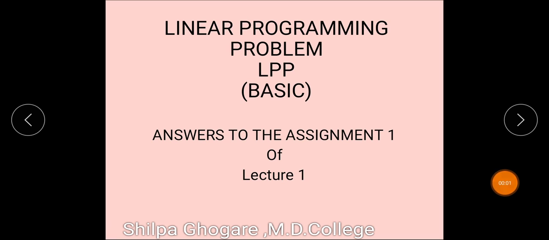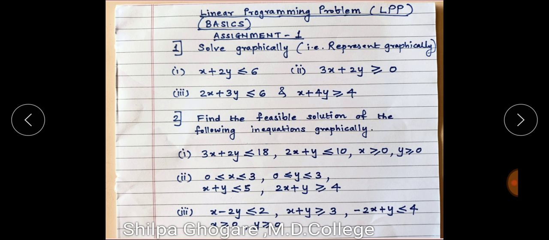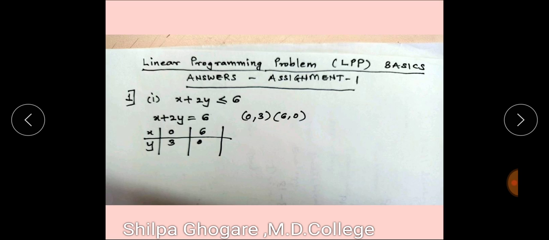In this session, I am discussing the answers to the first assignment of lecture 1 of a course in linear programming problem, that is LPP Basic. This was the assignment which was given in the first lecture. The first problem, you have to represent the inequality graphically. The inequality is x plus 2y less than or equal to 6.